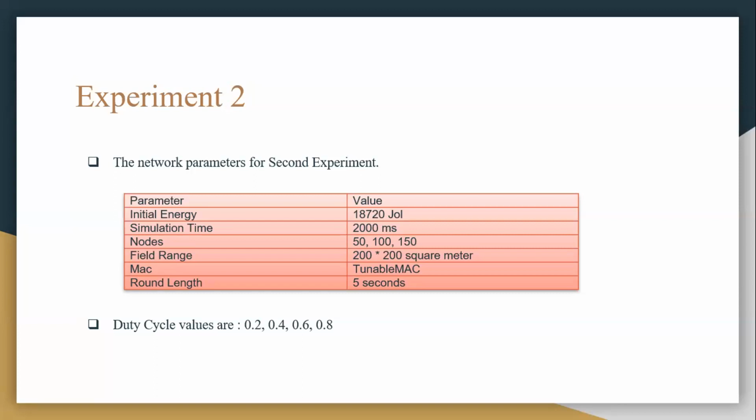Now we focus on testing 4 different duty cycle values, which are 0.2, 0.4, 0.6, and 0.8. These duty cycle values represent the ratio of the sleep duration to the active duration for each node. By evaluating the performance and energy efficiency of tunable MAC with different duty cycle values across the 3 scenarios, we aim to identify the optimal duty cycle that strikes a balance between energy saving and network responsiveness.